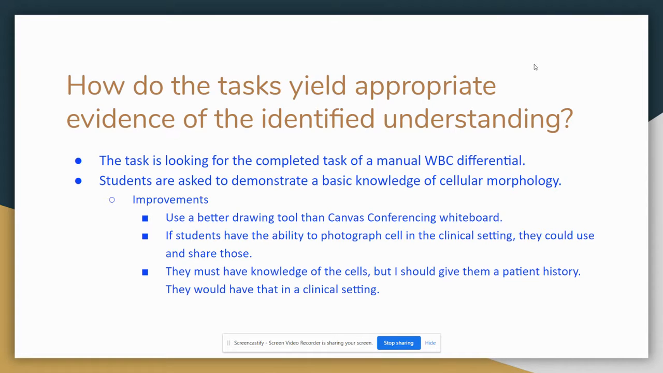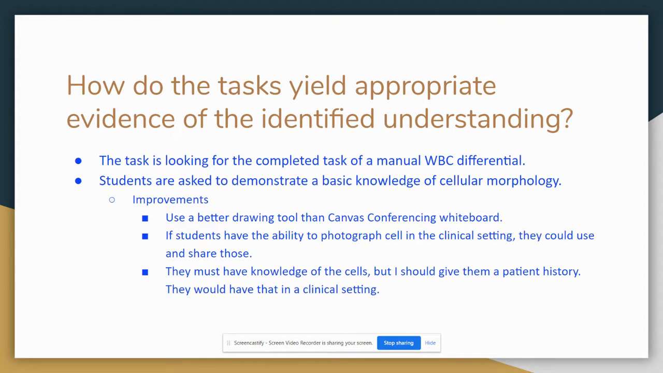And as I look at the questions that were asked, how did the tasks yield appropriate evidence of the identified understanding? So in this particular case, the task is looking for a completed task of a WBC differential, and I feel like the lessons I had leading up to that were good, except so the students are asked to demonstrate a basic knowledge of cellular morphology first.